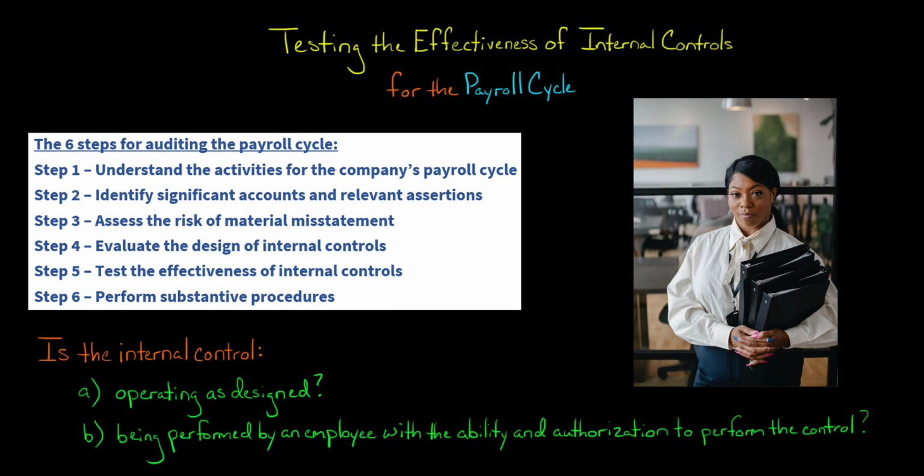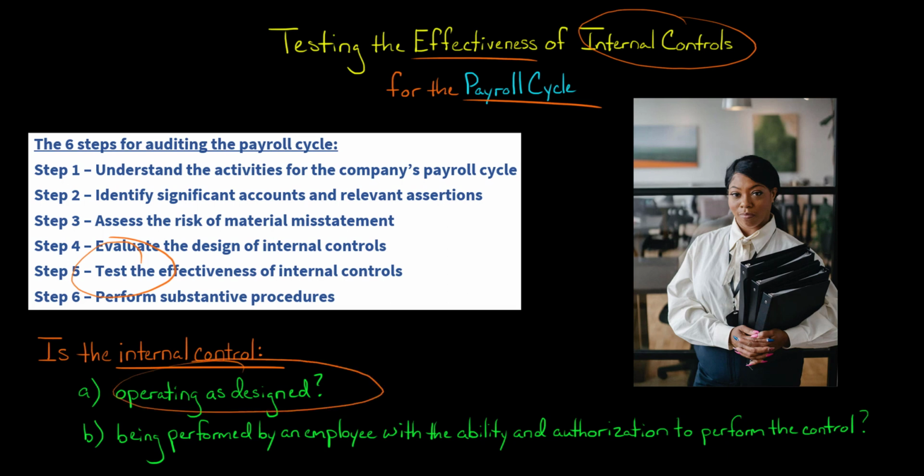In this video, we're going to discuss how to test the effectiveness of internal controls for the payroll cycle. In our last video, we discussed the design of internal controls. In this video, we're going to test the effectiveness of the controls, and we're going to do that by going over each and every internal control and asking ourselves two questions. Is the control operating as designed? And is it being performed by an employee who has both the ability and the authorization to perform the control?